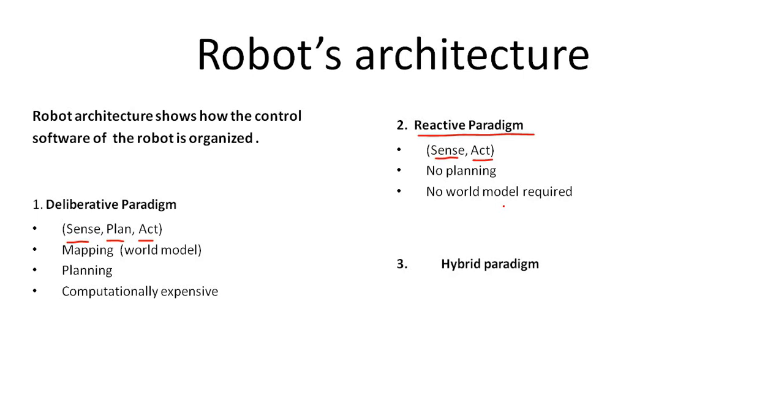Then we have hybrid types of architectures. In the previous two, deliberative and reactive architectures, we have seen some advantages and disadvantages. So to get the best of both architectures, we combine both of them and we call it a hybrid architecture.